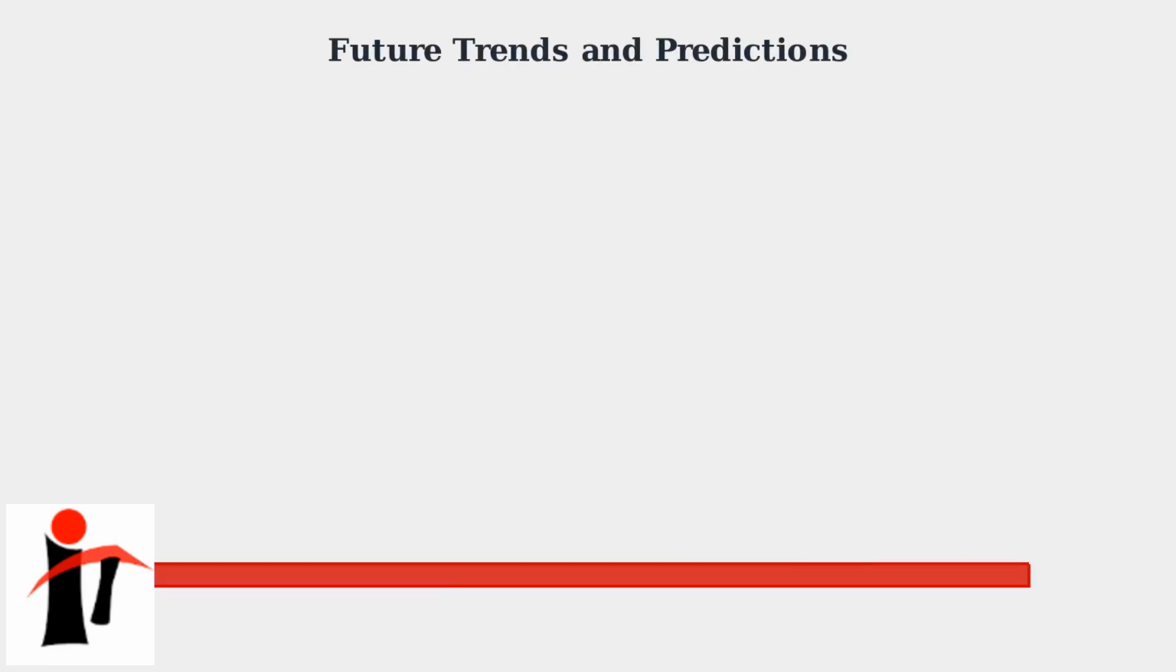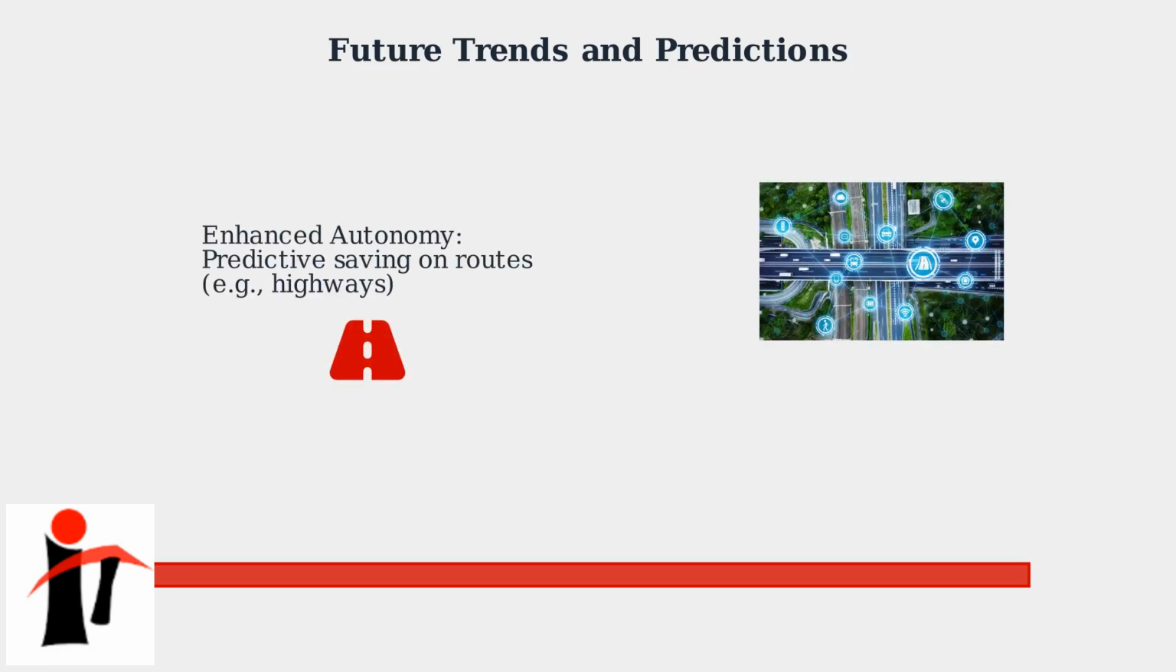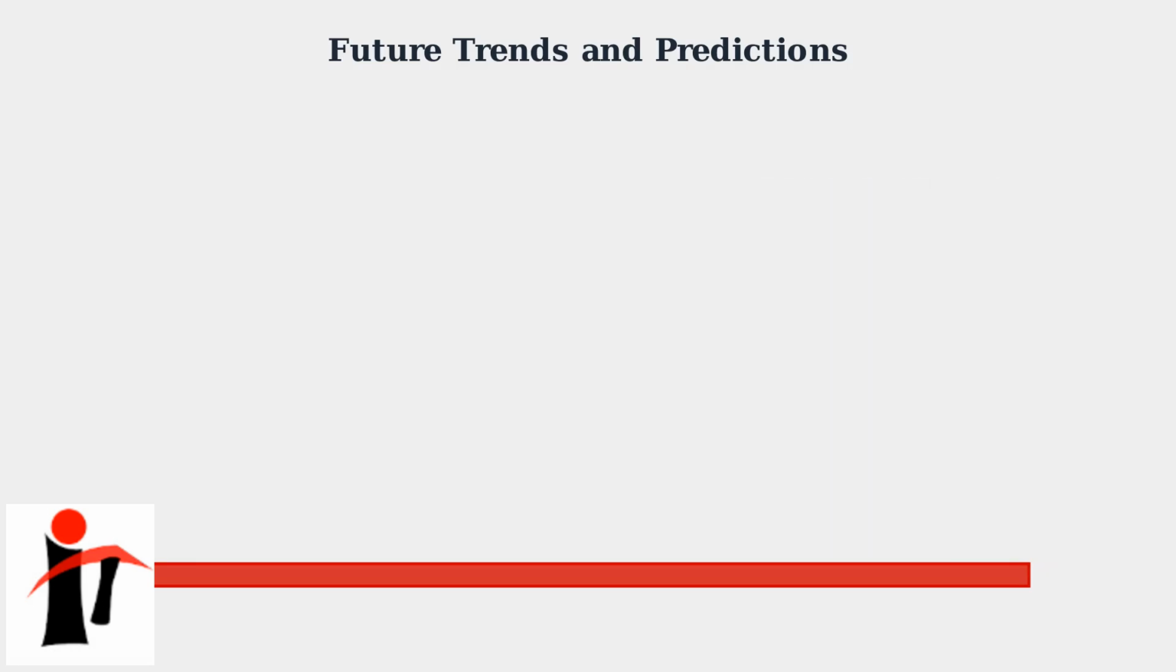Looking ahead to the future of Tesla dashcam technology, several exciting trends are emerging that will make saving footage even more seamless and powerful. First, enhanced autonomy features will enable predictive saving based on route data. For example, your Tesla may automatically save footage when driving on highways, anticipating potential incidents before they occur.